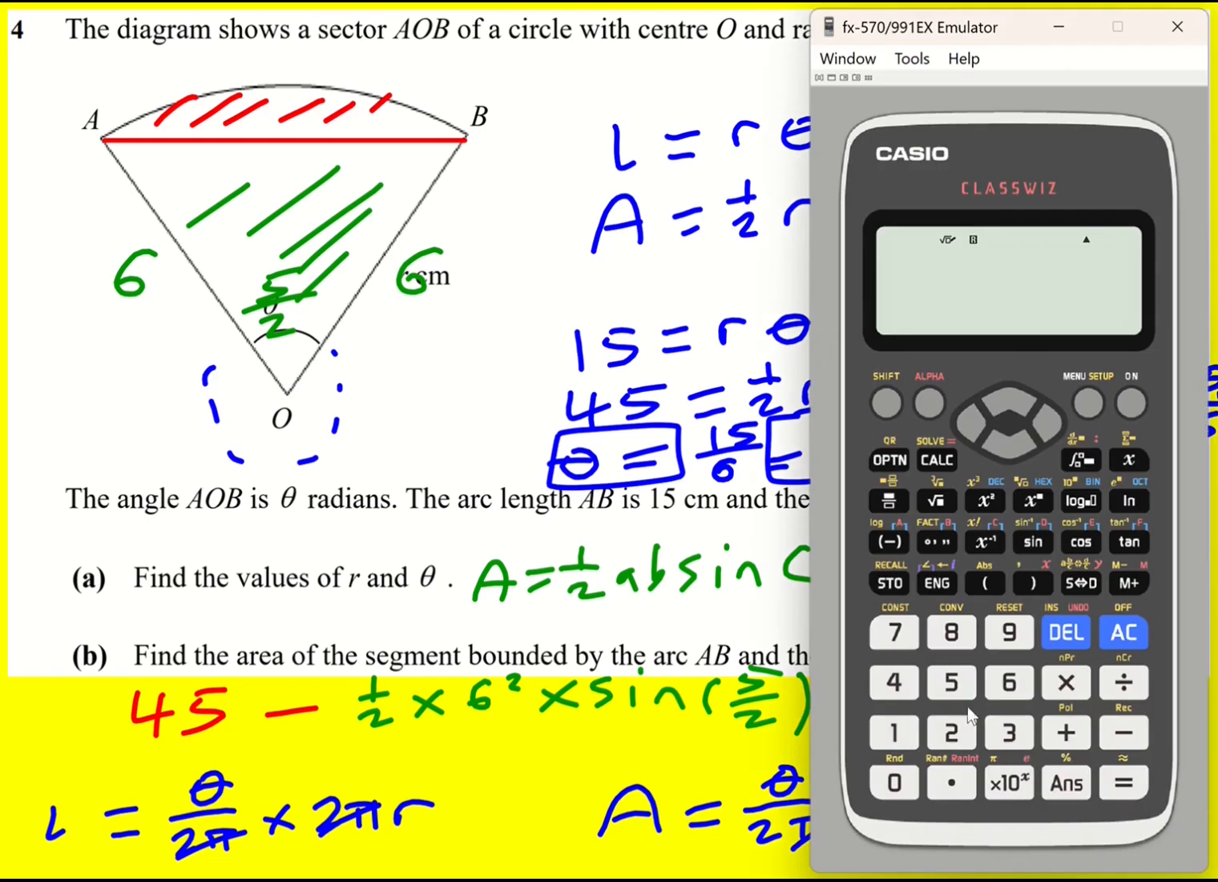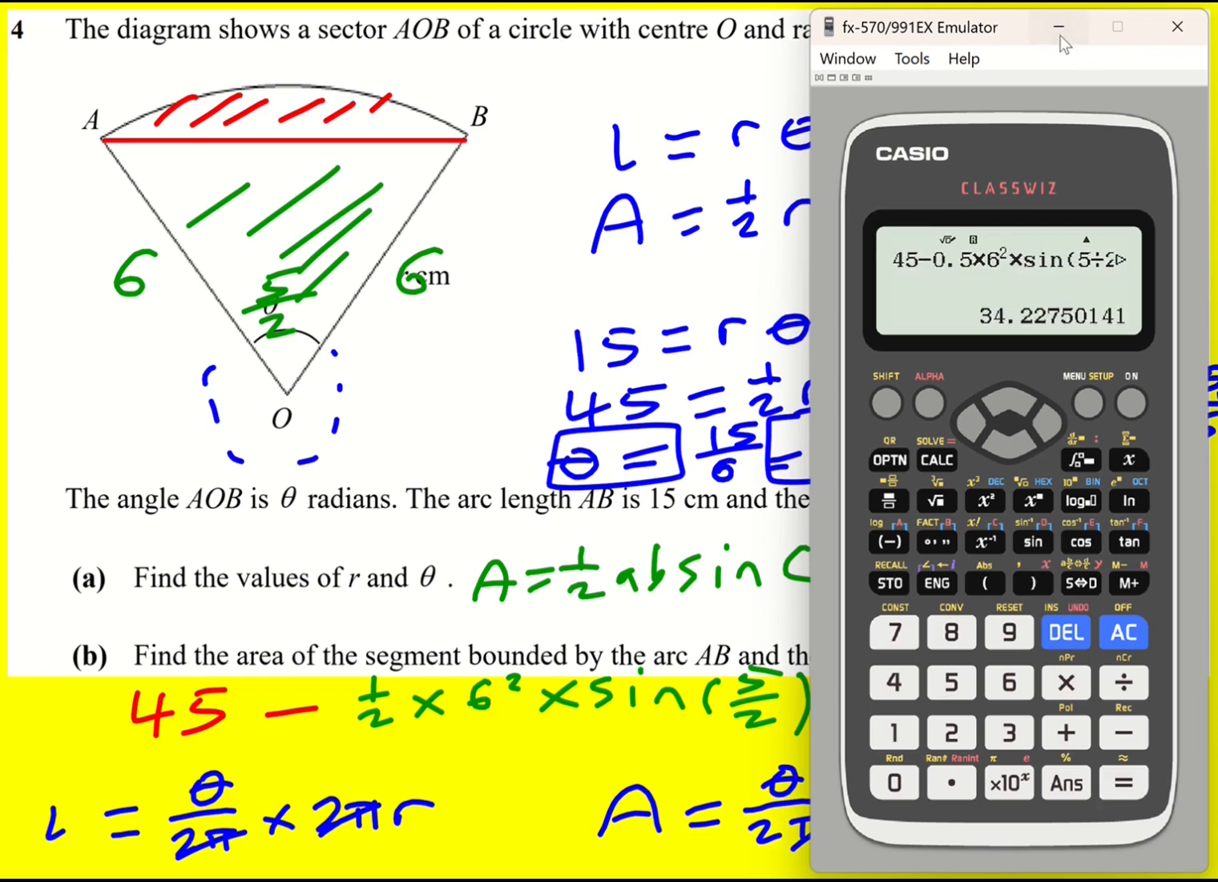I'll need my calculator for this. Now don't forget to put it in radians. You go to shift and then you set up angle unit and then it's there. Okay, just be on the lookout for these sorts of questions with angles and you're finding sine or cos and so on. So it's going to be 45 minus a half, just write 0.5, times 6 squared times sine 5 over 2.